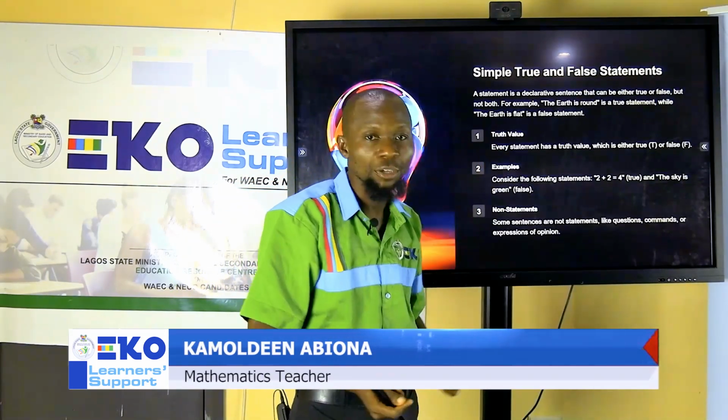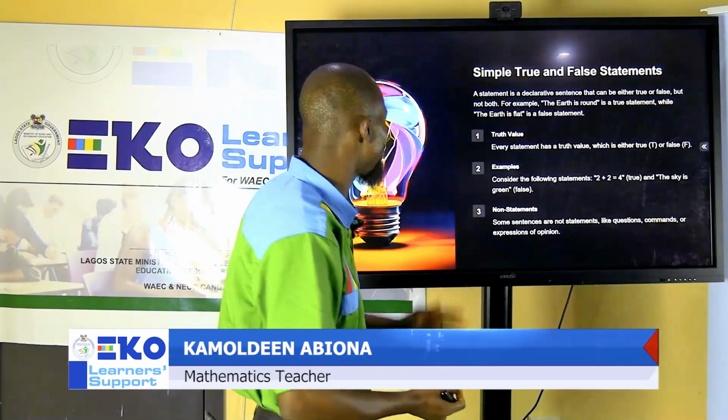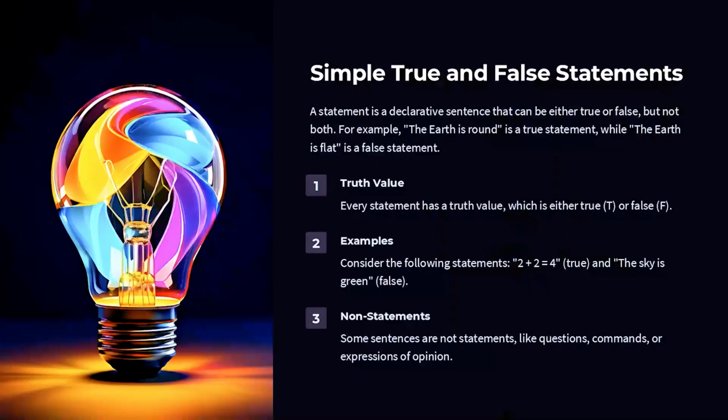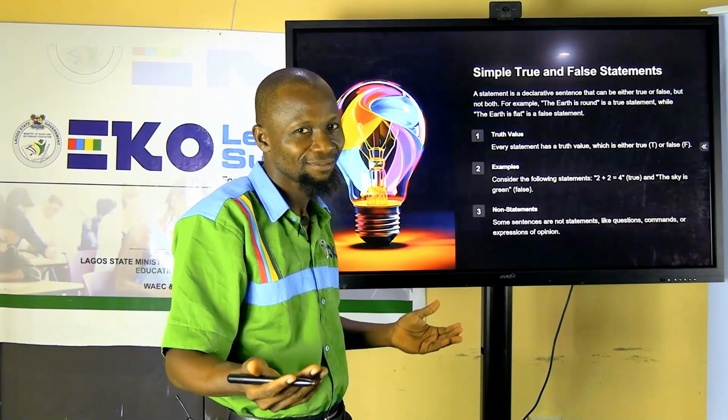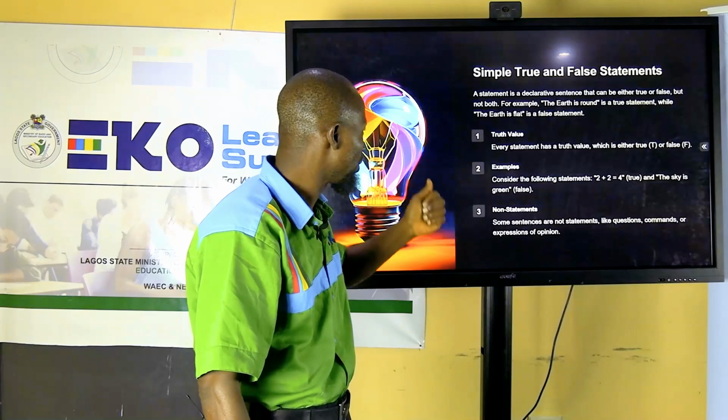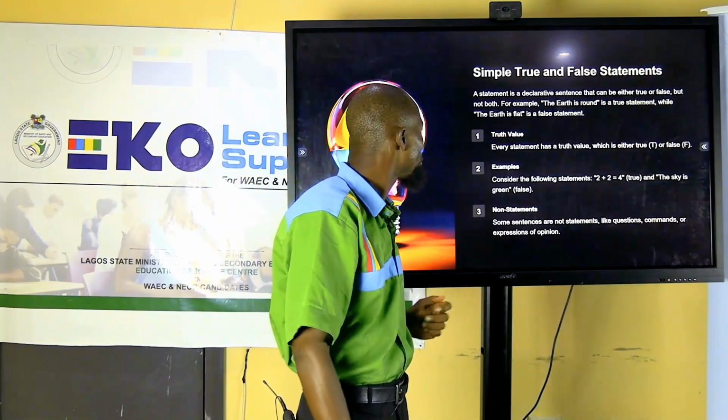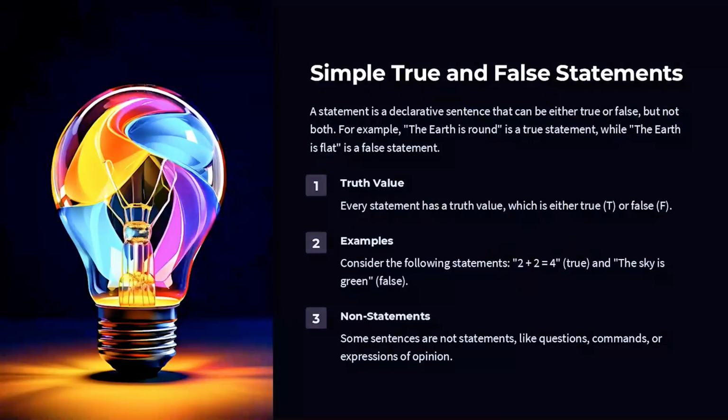So the earth is round. Is that a true or false statement? That's a true statement. Then we have another one, the earth is flat. According to our knowledge of geography, that is wrong. So the statement is false. So we have truth value. Every statement has a truth value. It is either true or false.